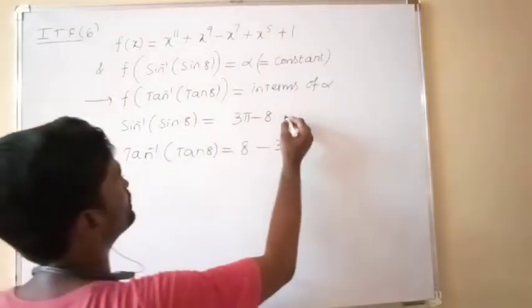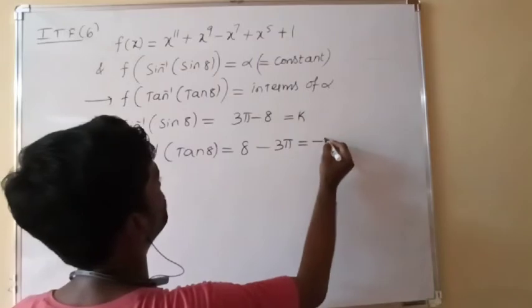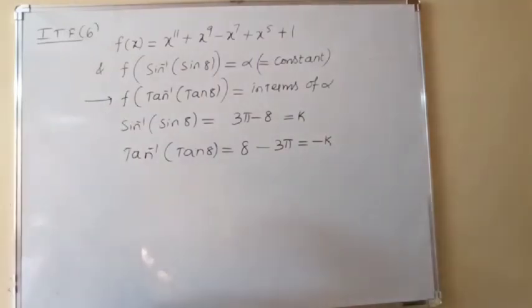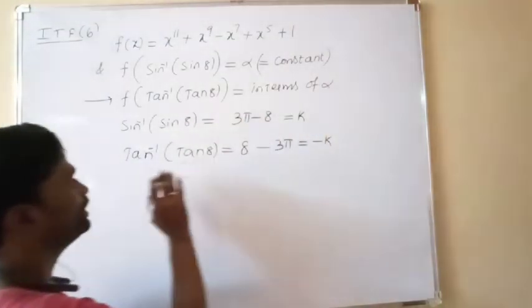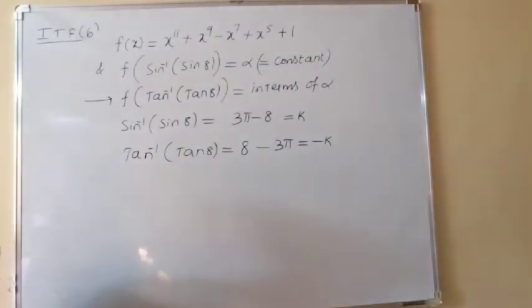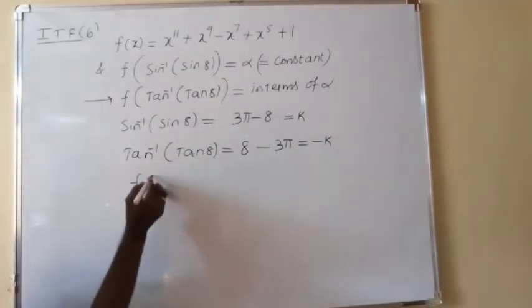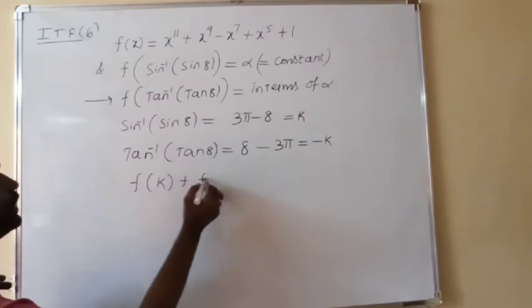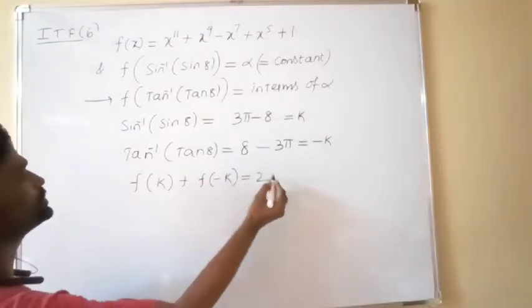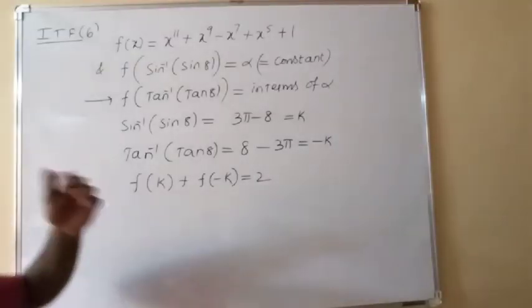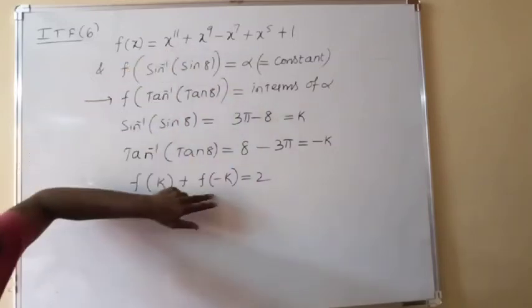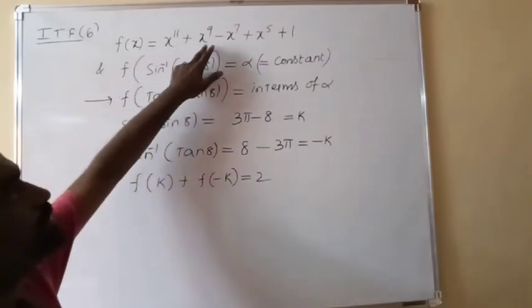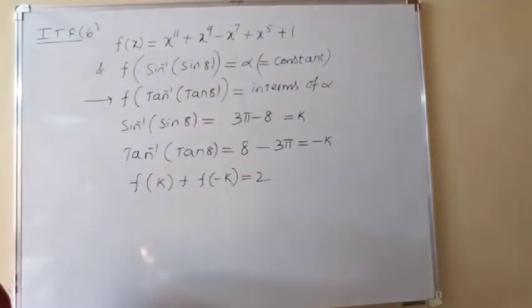So that means if you consider 3 pi minus 8, the value of sine inverse of sine 8, to be k, then tan inverse of tan 8 becomes minus k. Am I correct? And also, if you observe, what is f of k plus f of minus k? Clearly you will get the answer 2. Since the odd powers cancel, the terms become 0, 0, 0, and 1 plus 1 is 2.